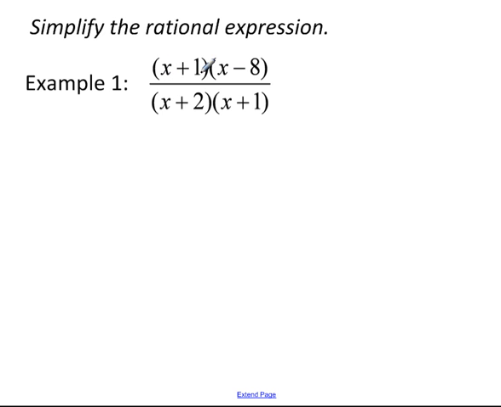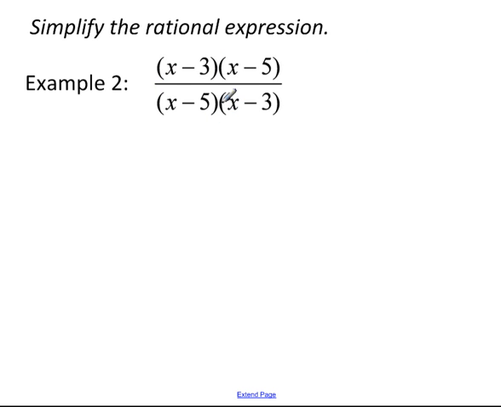If they're in parentheses, then awesome. We can cancel things because what's really in between here is a multiply. So if I got x plus 1 and x plus 1, they're parenthesis groups. We can cross those out, and that leaves us with our x minus 8 on top and our x plus 2 on the bottom. All is well.